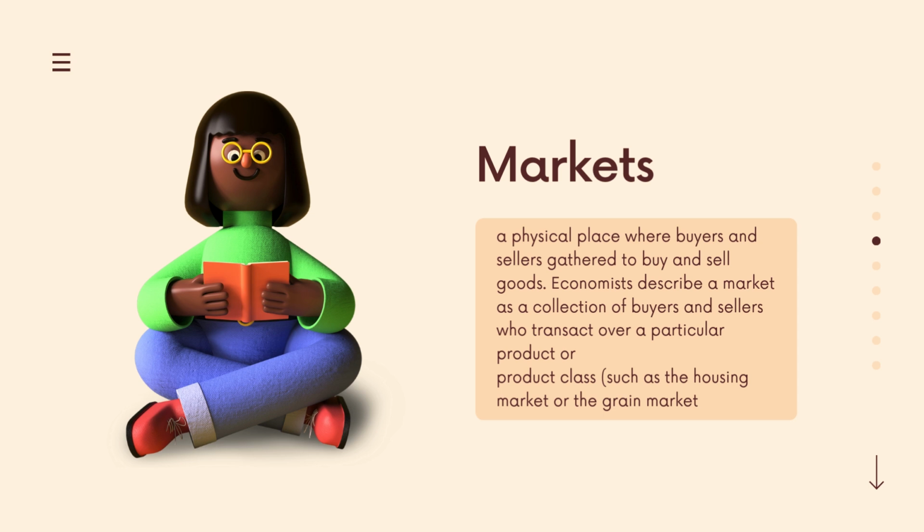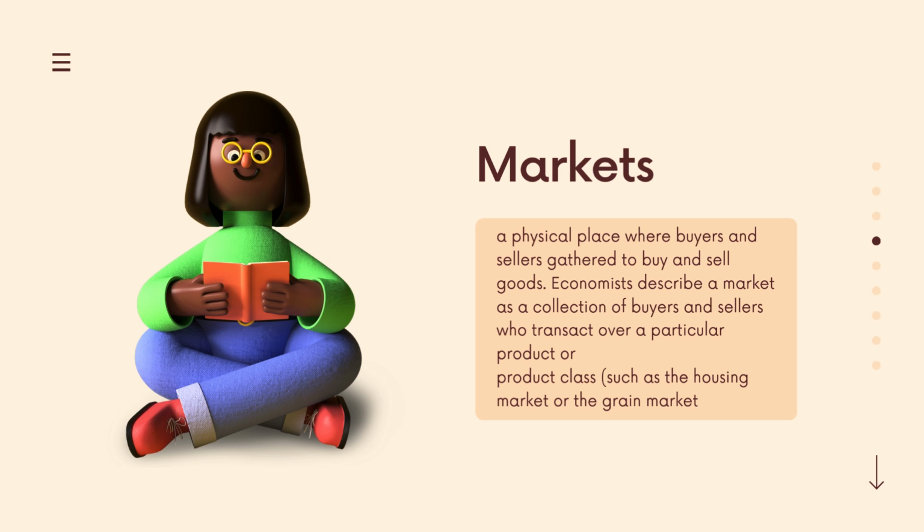So now we know what marketing is, who marketers are, and what the types of demands are. Now there comes the question: where is the product sold? The product is sold in the market, right? It may not be a physical aspect nowadays, but the standard definition of a market is a physical place where buyers and sellers gather to buy and sell goods. Economists describe a market as a collection of buyers and sellers who transact over a particular product or product class, such as the housing market or the grain market.